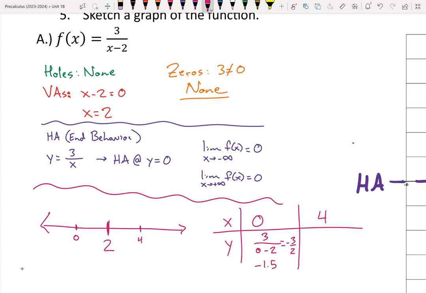1.5. So that's our point, 0, negative 1.5. So we are below the x-axis. This time we actually do care about the value because we're going to plot that point. All right?